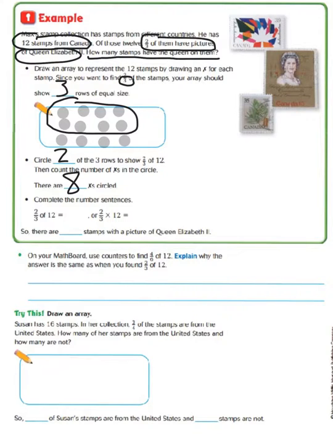So now we can complete the number sentence. It says 2/3 of 12 equals 8, or another way of looking at it is 2/3 times 12 equals 8. So there are 8 stamps with a picture of Queen Elizabeth II.